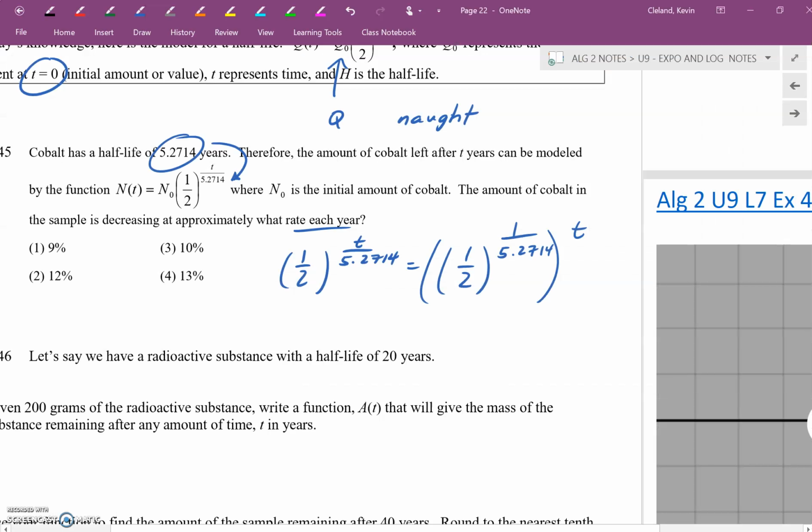So back, and now I finally have a single rate, and I can say, okay, we have 88% of what we originally had. Well, that means that it's decreasing by 12% a year.